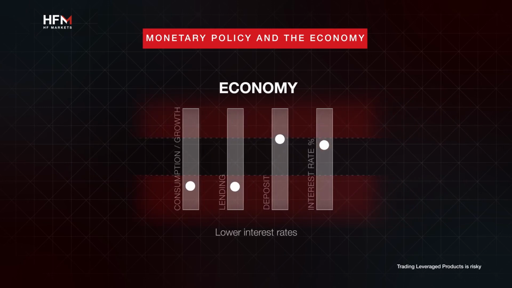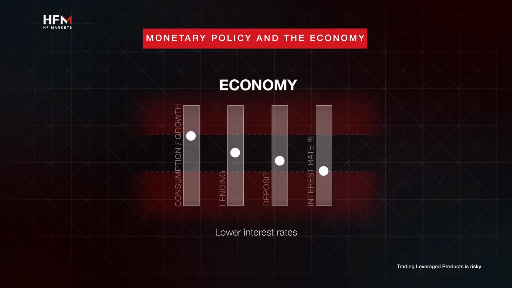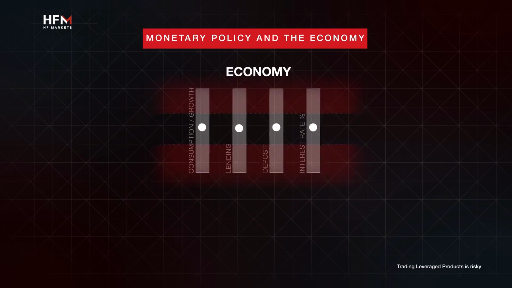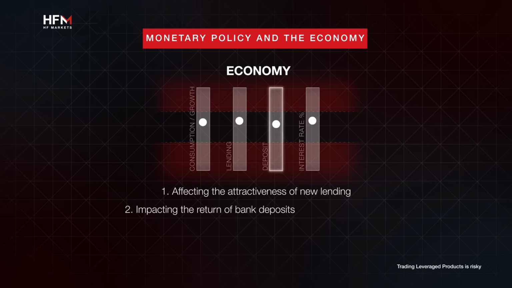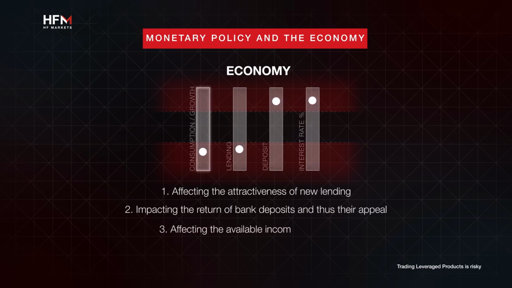The opposite would hold when the economy is in a recession. Central banks tend to lower interest rates when the economy is in a downturn in order to boost lending and consumption. To sum up, monetary policy affects the economy via: 1. Affecting the attractiveness of new lending. 2. Impacting the return of bank deposits and thus their appeal. 3. Affecting the available income of borrowers.